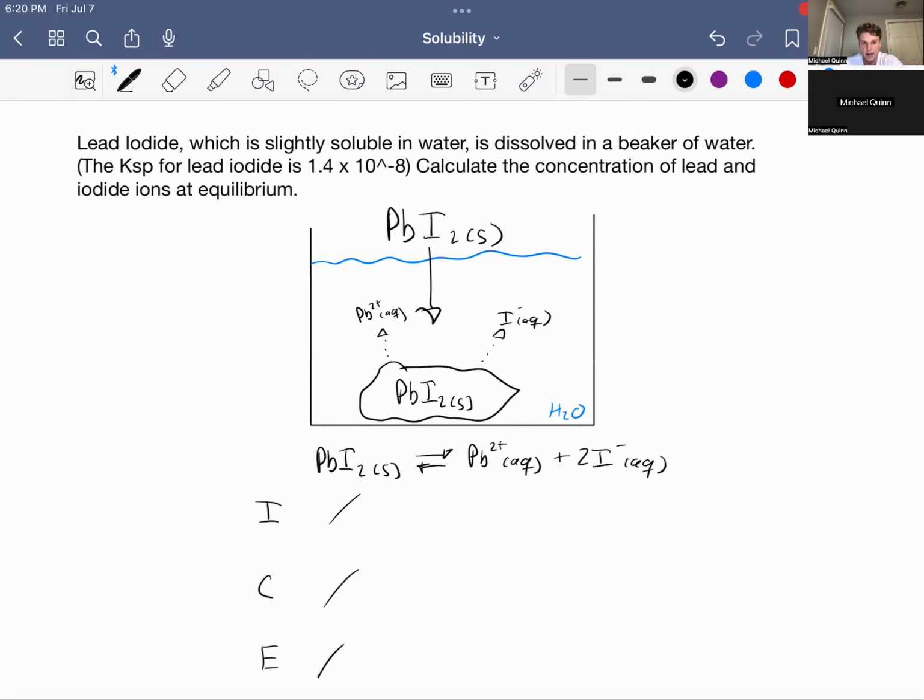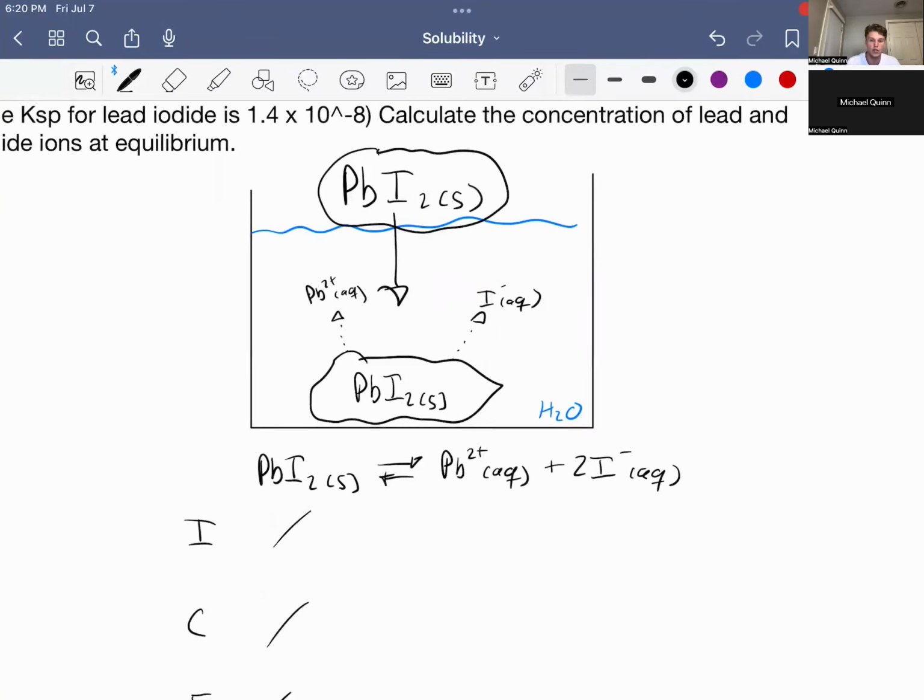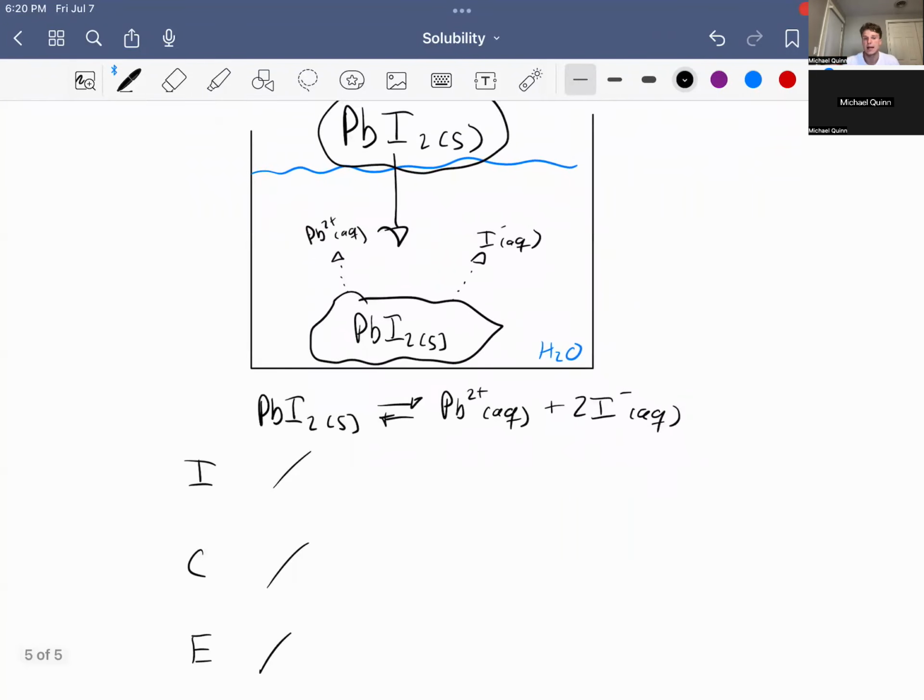So in this given problem, what we are assuming is that when this lead iodide is dropped into the water, the second that this lead iodide hits the water, we are assuming that this reaction is now started. Now, we are assuming that at the start of this reaction, this lead iodide hasn't had any time to make any ions yet. It is simply its full solid block sitting in this beaker of water.